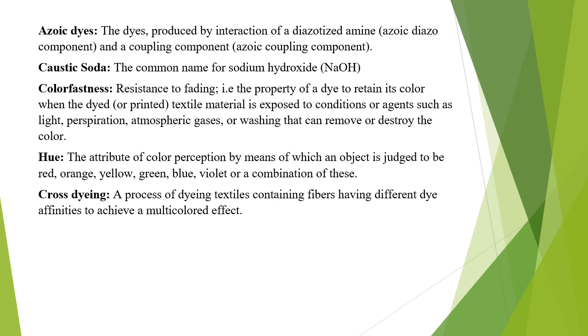Another term we look at, caustic soda, also known as sodium hydroxide. Caustic soda is a strong alkaline chemical that is sometimes used in tie and dye to help set the dye and improve color fastness.